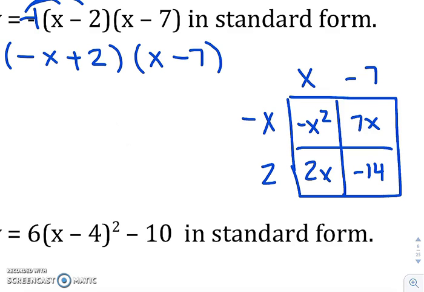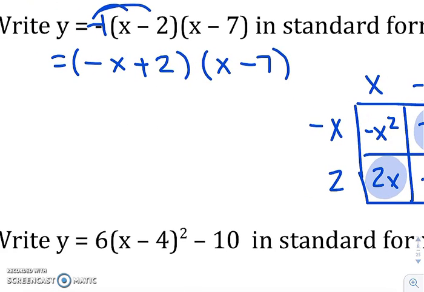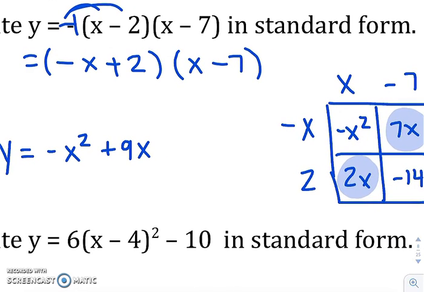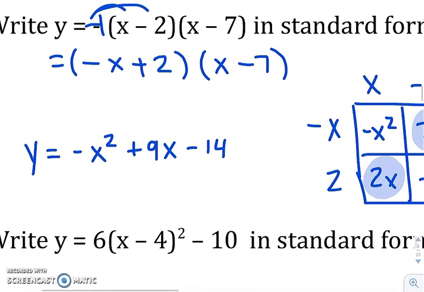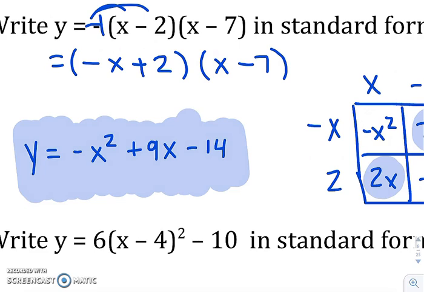So just combine those like terms. So 2 plus 7 will be 9. So this equation in standard form is negative x squared plus 9x minus 14. It's in standard form when you have an x squared, an x, and a constant without any parentheses.